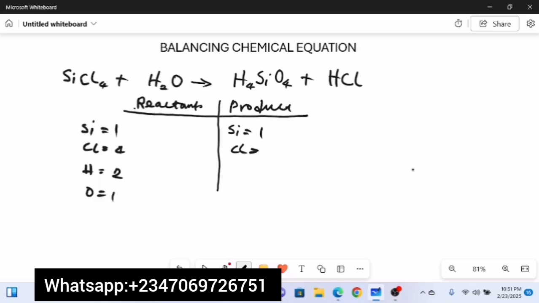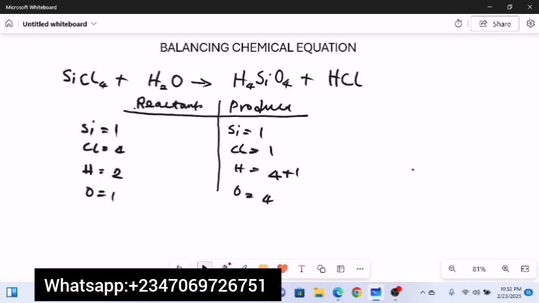On the product, I have just 1 mole of chlorine. Hydrogen: on the product, I have 5 moles of hydrogen, but they are now being spread as 4 and 1, so 4 plus 1. Okay, and then for oxygen on the product I have 4 moles of oxygen.